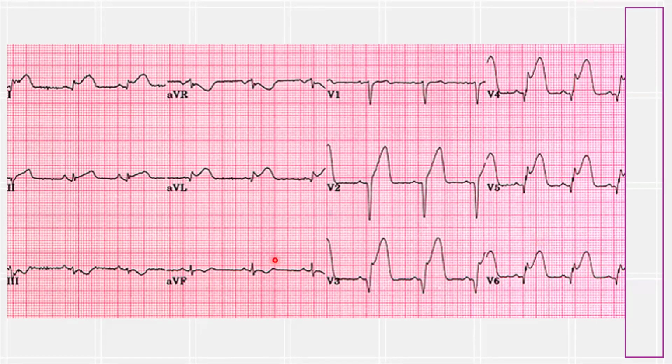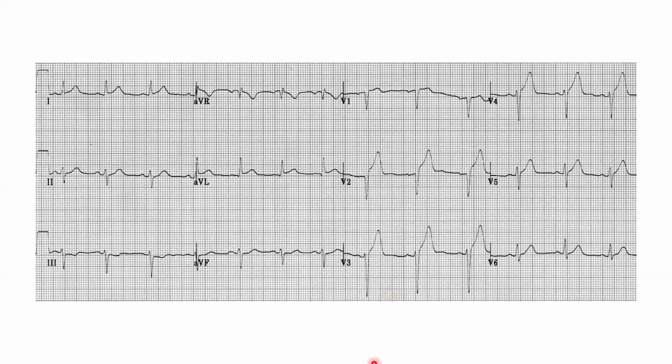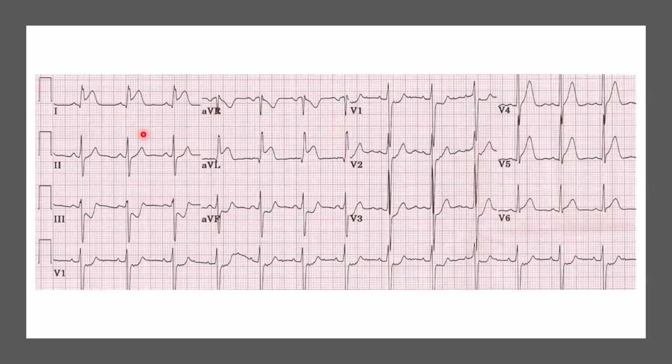So here, this ECG shows elevation in V2, V3, V4, V5, and V6, that's the anterolateral leads, and it also has an elevation in lead 1 and AVL. So this is the anterolateral STEMI. Here's another EKG. As you can see, we can notice an ST elevation in V2, V3, V4, and AVL as well, and lead 1. So this is also an anterolateral STEMI.